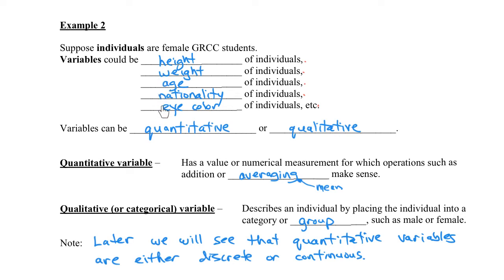So in other words, looking at height, quantitative or qualitative? Quantitative. Would it make sense to say what's the average height of a female GRCC student? And it would, right? Height would be just fine. So this would be a quantitative.